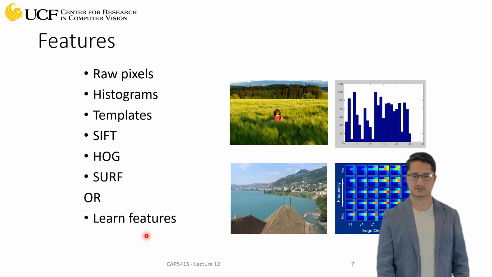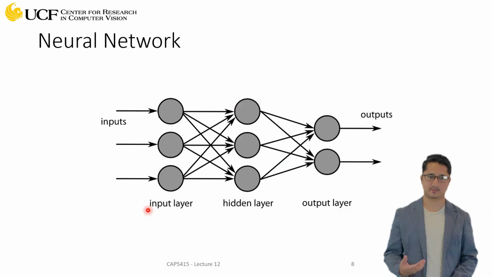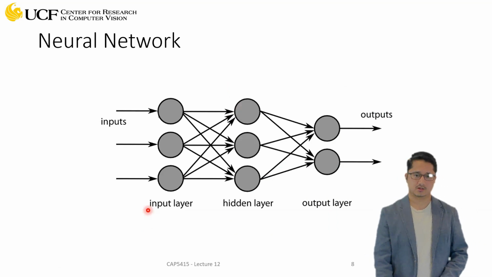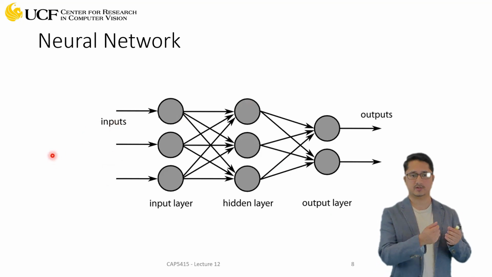But in this case, we're trying to learn features as we learn the classifier itself. So both of them are going to be happening together at the same time. Now, one simple way of doing that could be to build a neural network. You have seen this before. And what you can do is transform your image into a flattened feature vector.